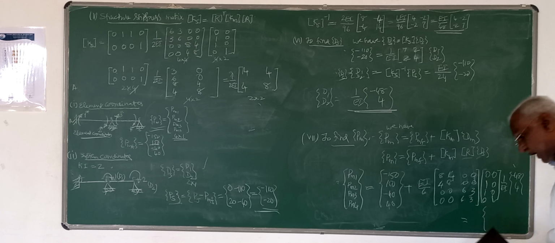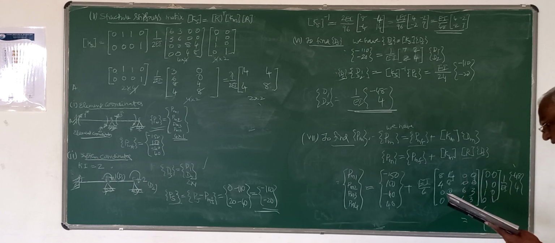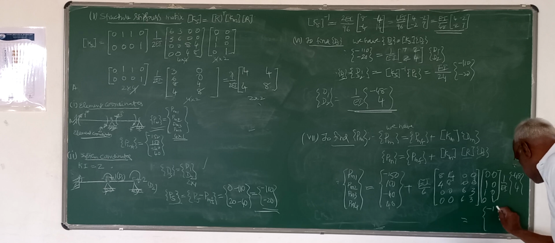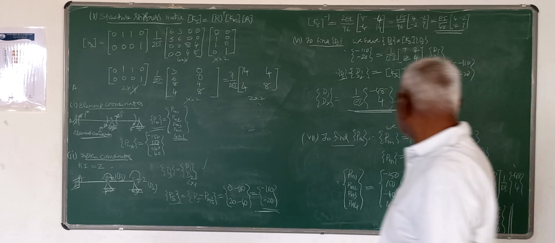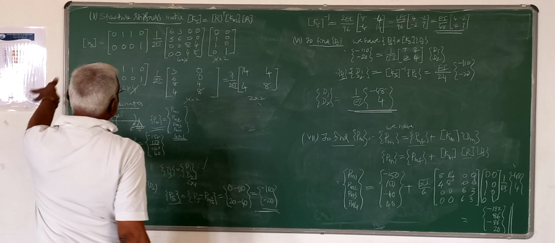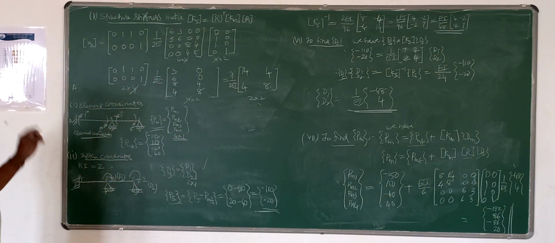The Pm value I have here, straight away you will get minus 182, 86, then minus 86, and this 20. So this is the final moments here, that I have written. This completes the analysis of the problem.